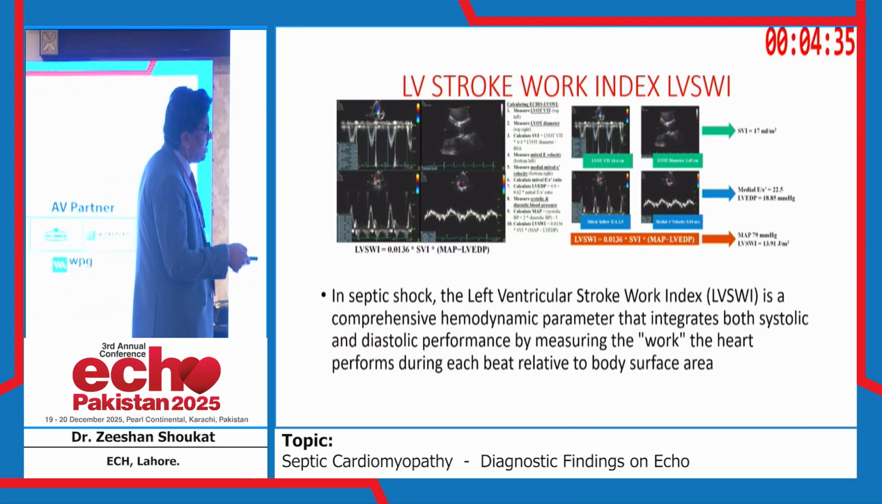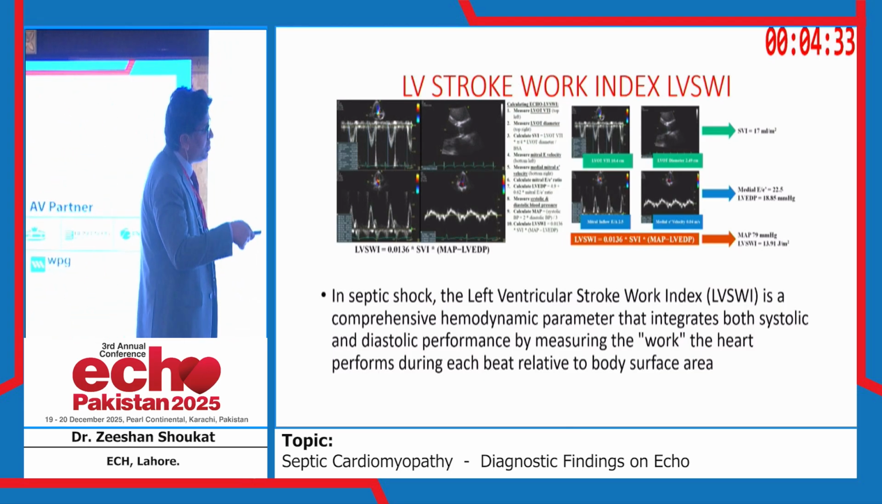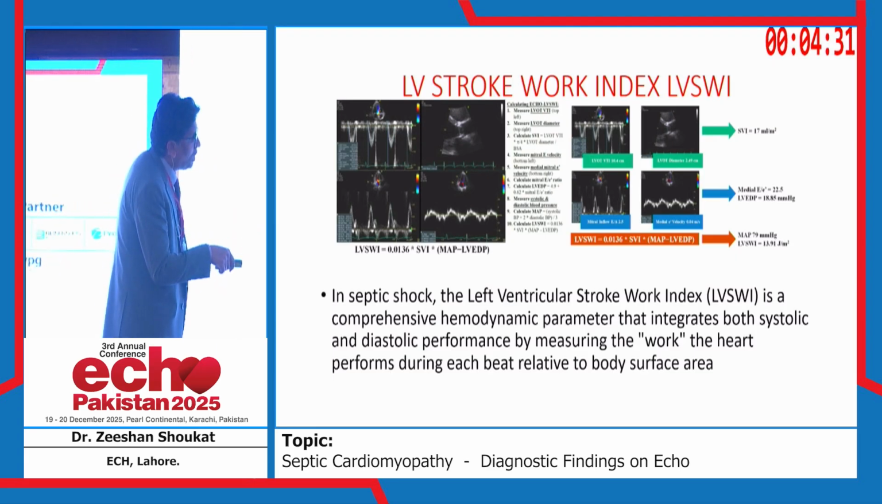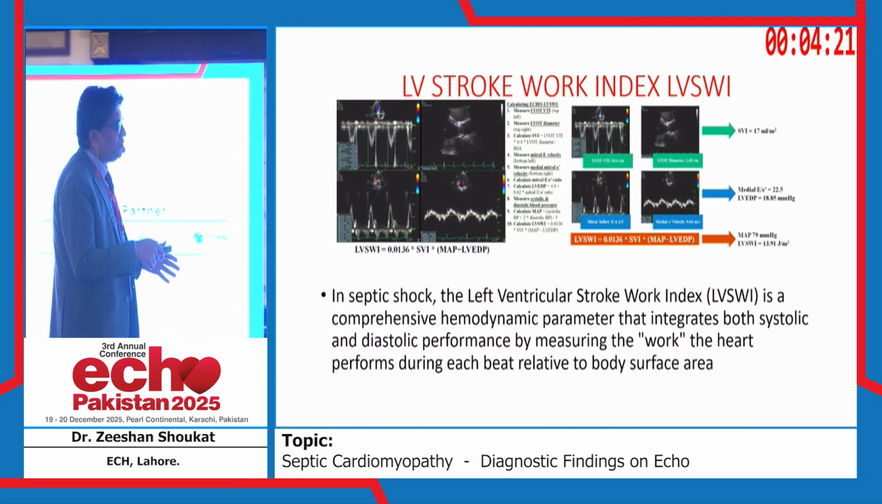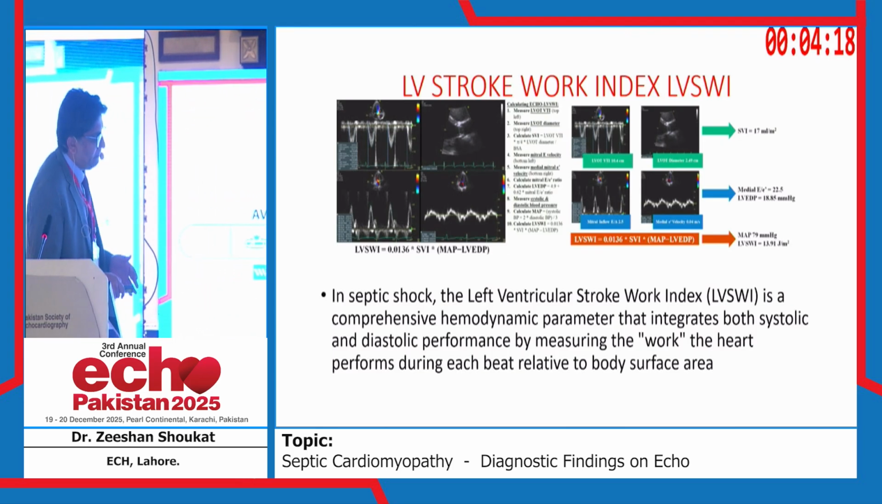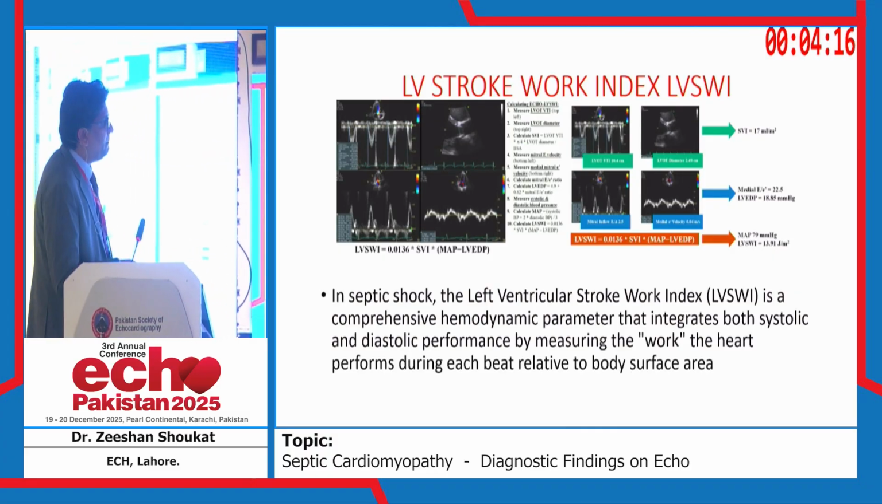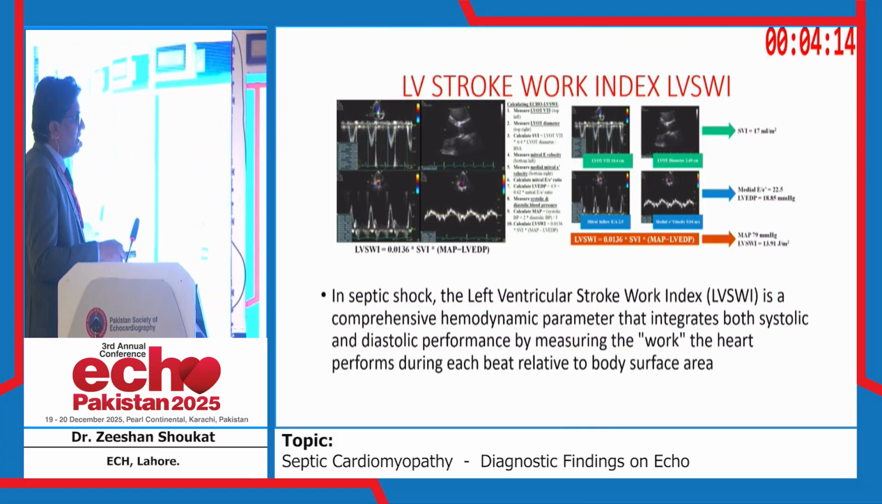So how do you calculate the LV stroke work index? This is a simple formula: 0.136 multiplied by stroke work index, and then mean arterial pressure minus left ventricular end-diastolic pressure. It gives you a value, and more than 25 mL per meter square means that it is normal.